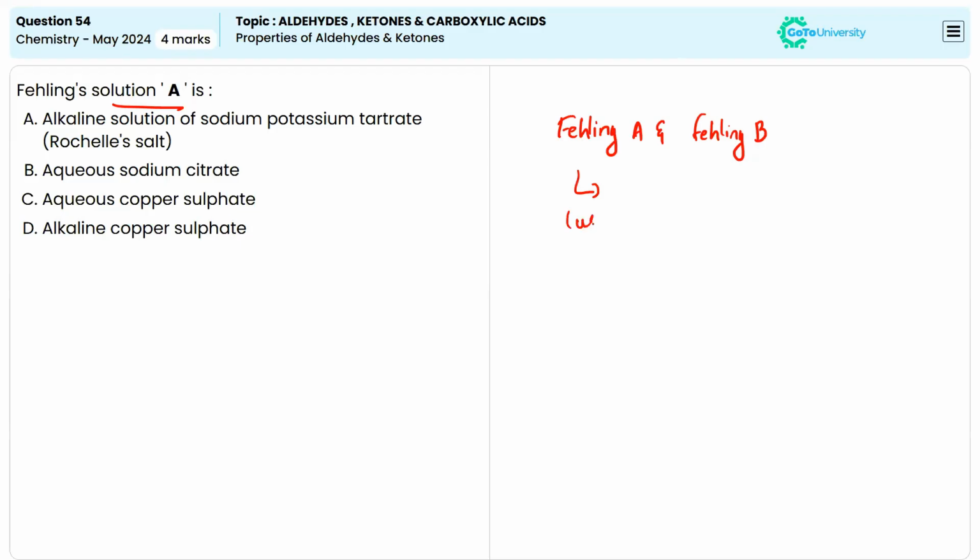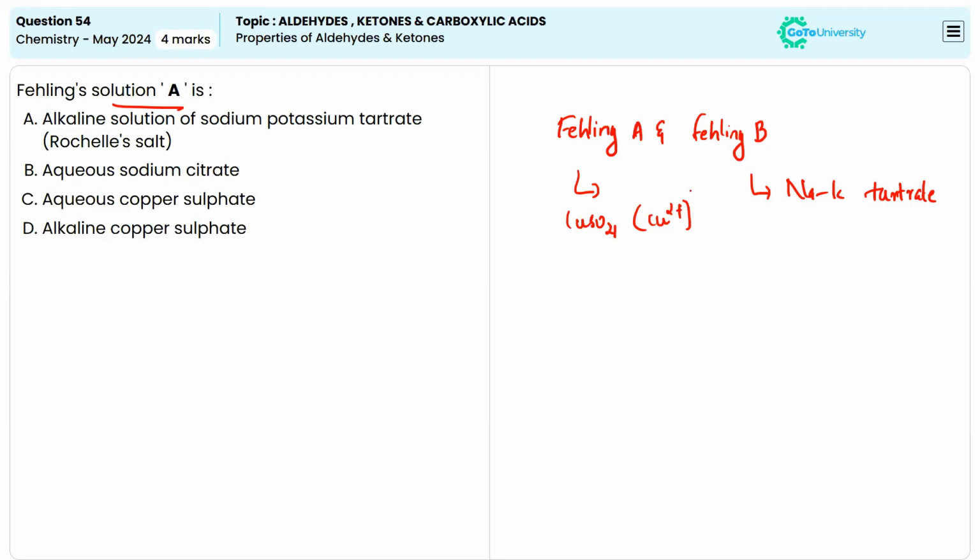Fehling's A is copper sulfate, and it provides the Cu2+ ions, while coming to Fehling's B, it is sodium potassium tartrate. The sodium potassium tartrate is called Fehling's B solution, and in the mixture a strong alkali will be added, which helps to keep the Cu2+ ions in the solution.